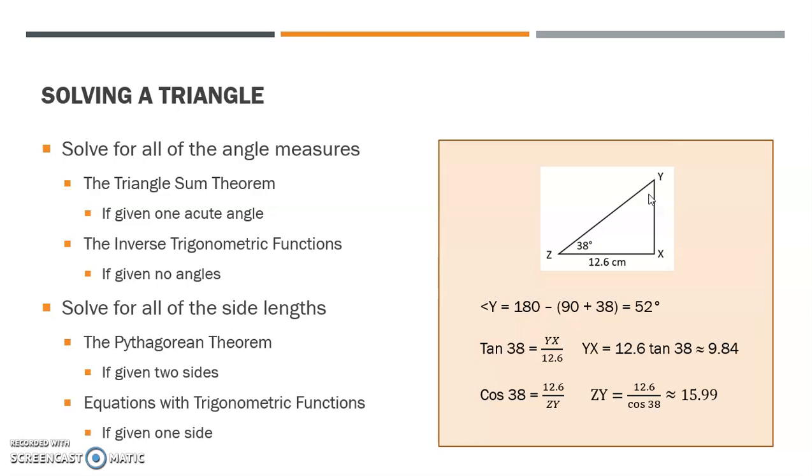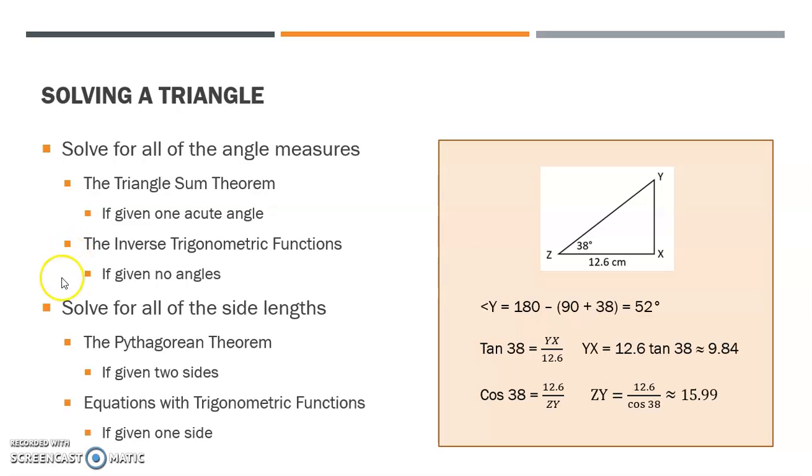Now, if they don't give you any angles other than the right angle, because it has to be right in order to use our trig functions, what we can do is use the inverse trig functions. So if they gave us this 12.6 and maybe they gave us ZY, I could use cosine inverse to find angle Z, because it would be adjacent over hypotenuse. If I wanted angle Y, I would do opposite over hypotenuse, because that's what they gave me. It's all about what they give you. That will become more clear in our next few examples.